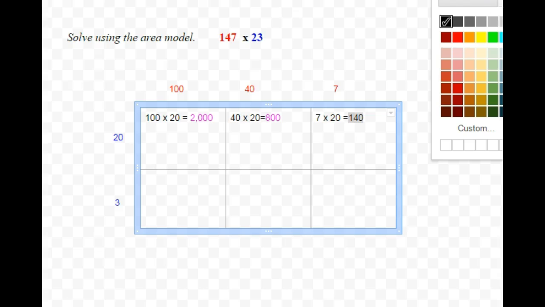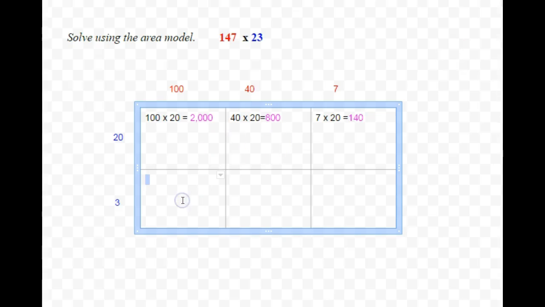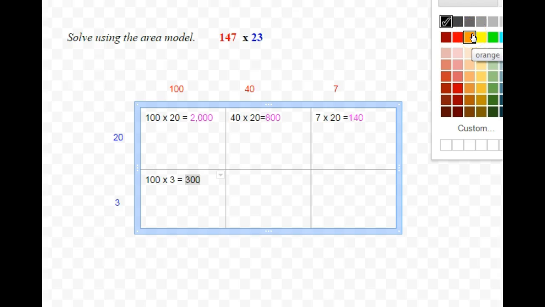That's my second answer. And then at the bottom, I can do 100 times 3, and that equals, so 3 times 1 is 3, add my 2 zeros, and I've got my fourth answer, sorry, 300.